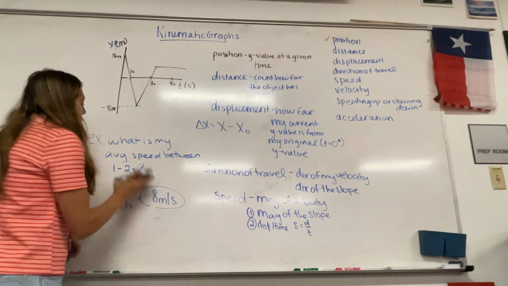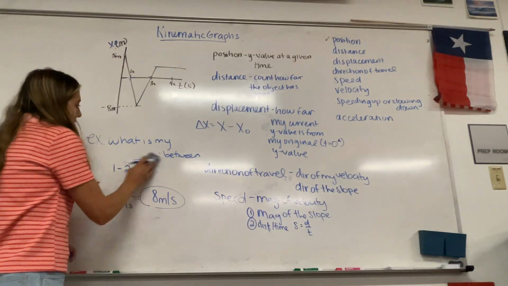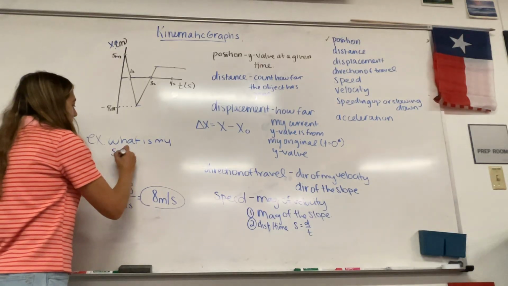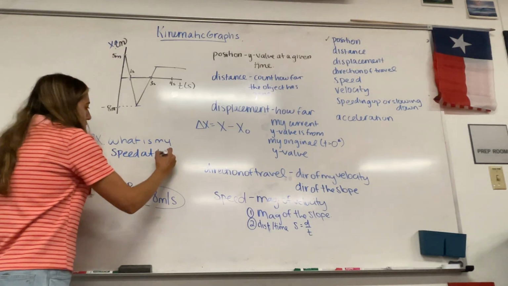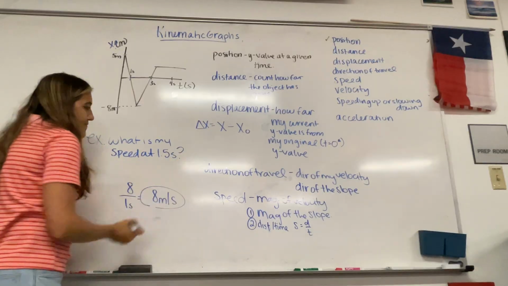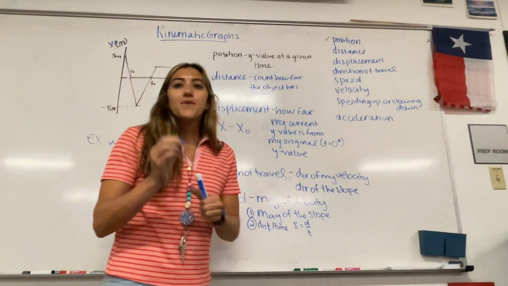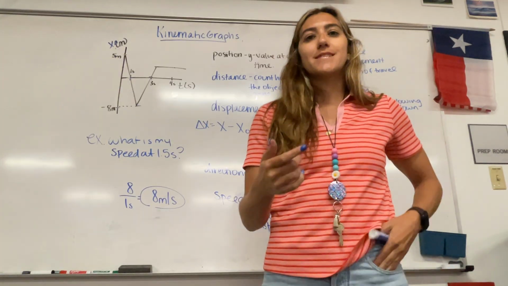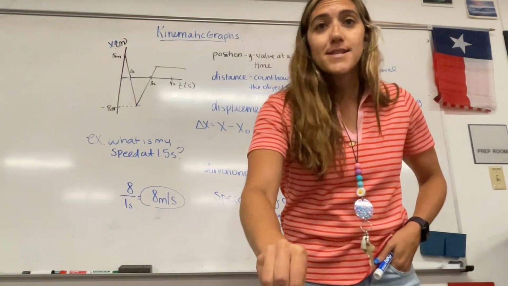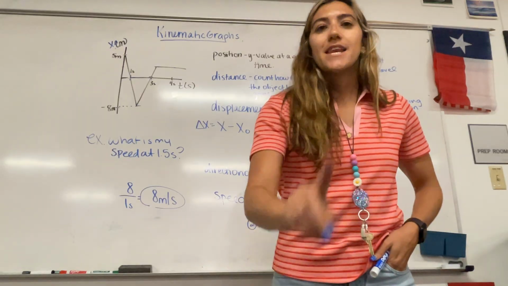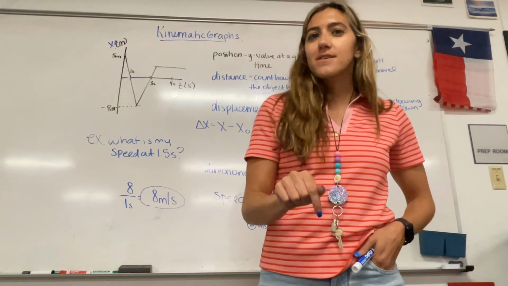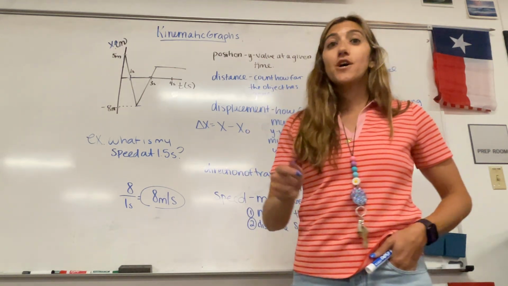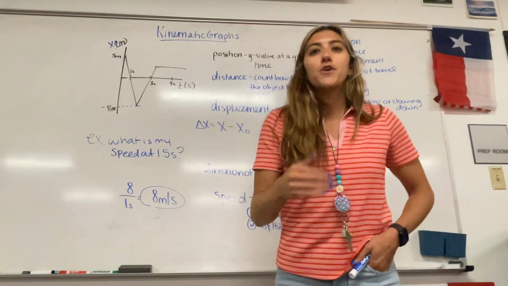What if I wanted to know what is my speed, not between two timestamps, what is my speed at 1.5 seconds? So this is called instantaneous speed. It's not an average, which is defined as distance divided by time. It's how fast am I going this instant. And here's the trick. If you have to calculate it, it's not an instantaneous speed. You have to know it. On a graph, you have to know it.